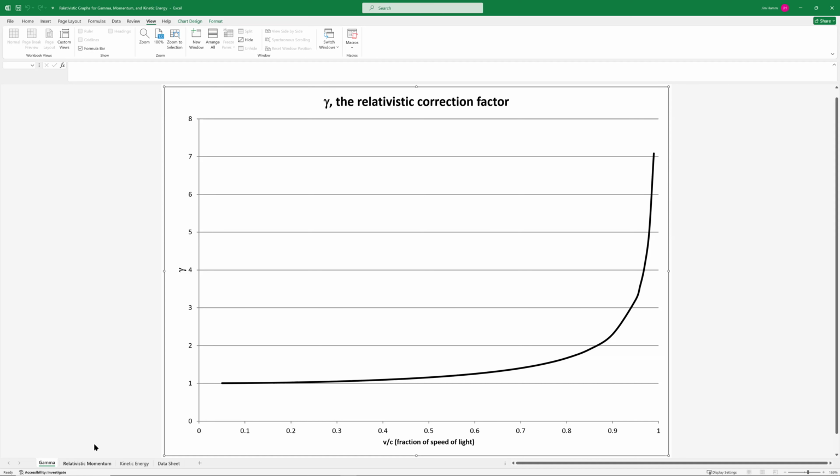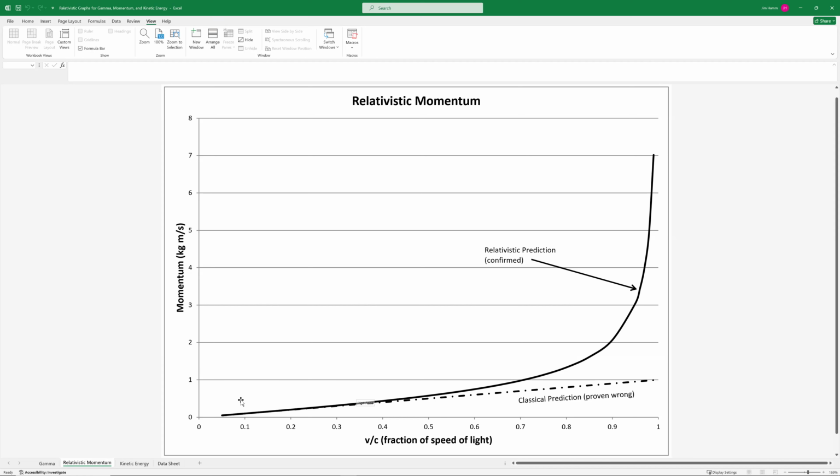So let's take a look at momentum. Classically, the momentum just depends on the speed, and it would be a nice linear graph, which is what I've got illustrated on this thing as dots and dashes. And that's the classical prediction, which has been proven wrong. It doesn't work when particles are going 60 or 70 or 80 or 90% of the speed of light, or even closer to the speed of light. The relativistic prediction has been confirmed, and so that works. And then kinetic energy.